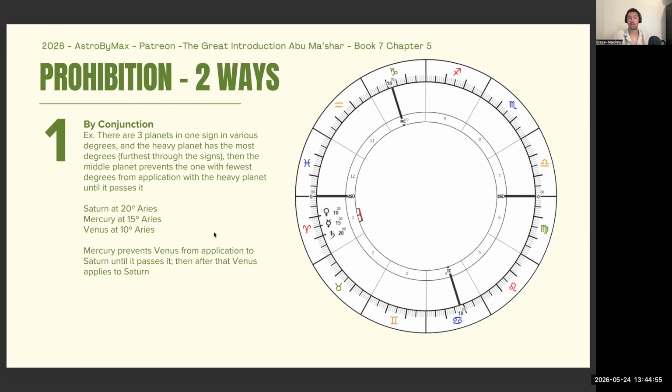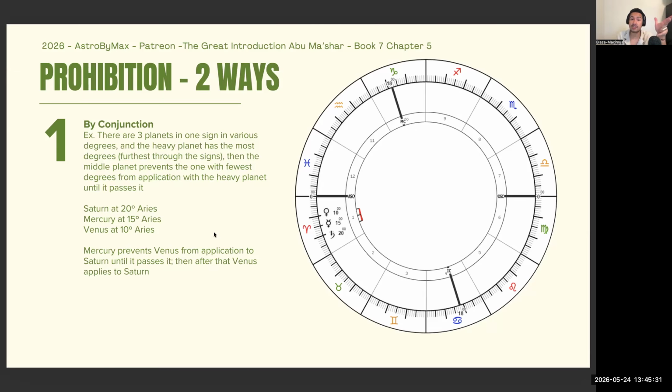We also have prohibition, which happens in two ways, and the first one is by conjunction. It's when there are three planets in one sign in various degrees, and the heavy planet has the most degrees, so it's the furthest through the sign, and then the middle planet prevents the one with the fewest degrees from application with the heavy planet until it passes it. So this means that, for example, Venus and Saturn: Saturn is the heaviest planet, and Venus is the next planet after Saturn, or the lightest planet after Saturn, I guess.